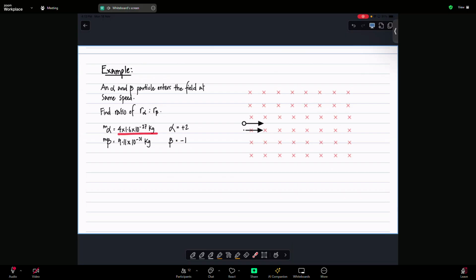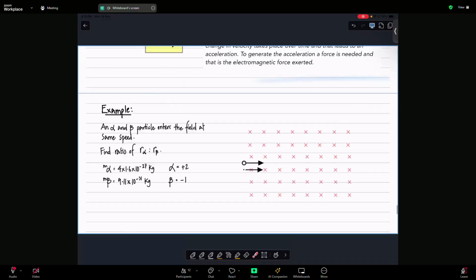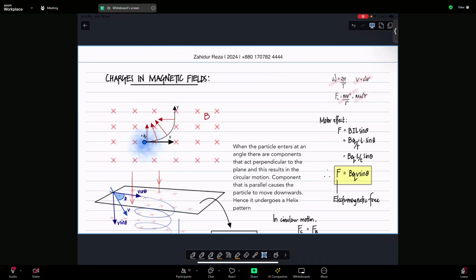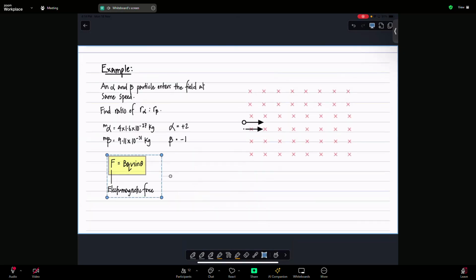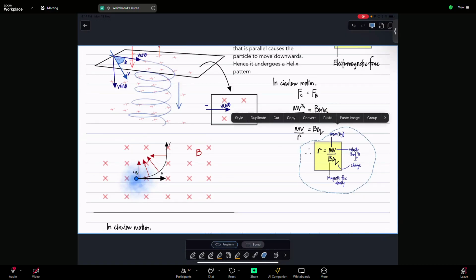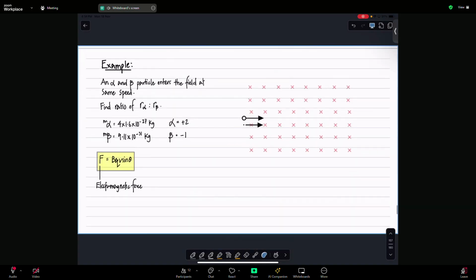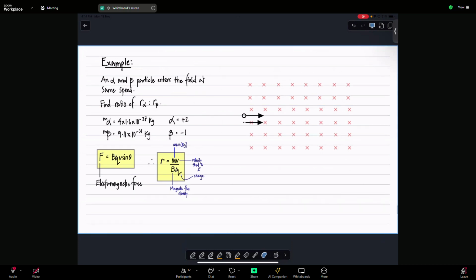The mass of alpha is provided here, 4 into 1.6 into 10 to the minus 27. Mass of beta is provided. Charge of alpha is provided. Charge of beta is provided. It's a 3-mark question. The equations that you need to solve this are provided in the yellow boxes here. So this is one of them, and maybe this here. Right, I just want to be done with this, and I want to start Hall probe.